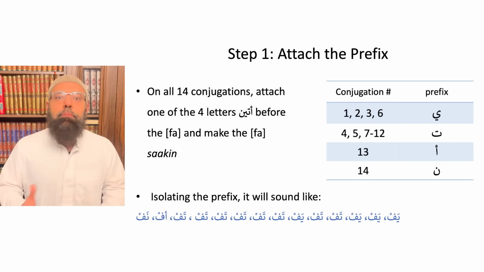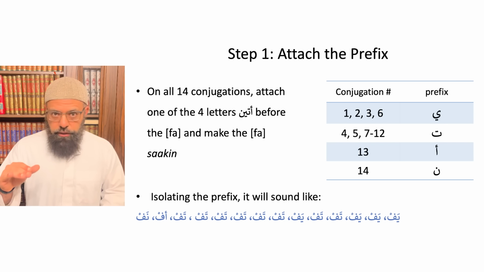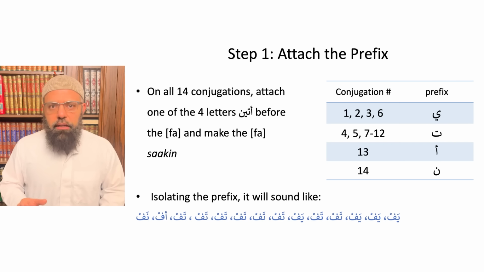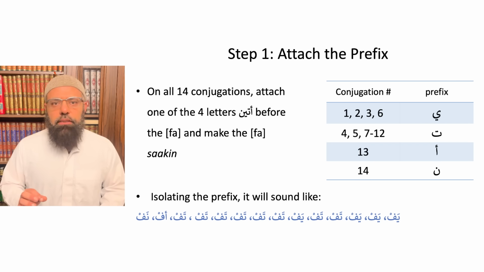And then the ta comes in 8 of them. So the 2 females, the 2 that we just skipped, conjugations 4 and 5, begin with a ta, so taf, taf. And then the yaf one, group of females. And then 6 tafs. All the middle ones begin with a ta. The alif prefix comes specifically in conjugation number 13, and the noon prefix comes in 14.